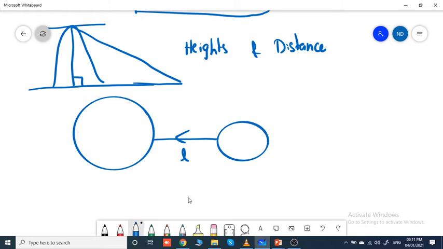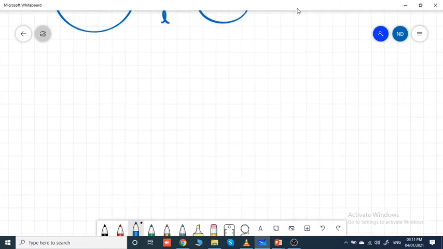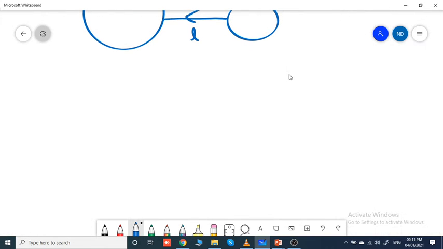I think you got some idea about trigonometry and its applications. Next we are going to see trigonometric ratios. So what is a ratio? I think you people know about ratio, right? What is a ratio?